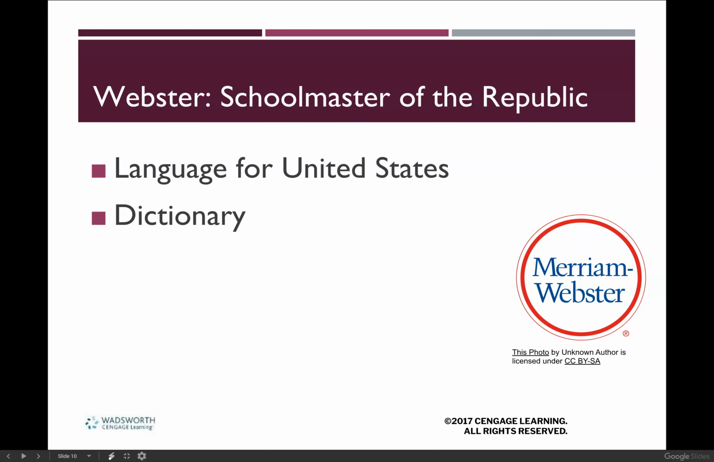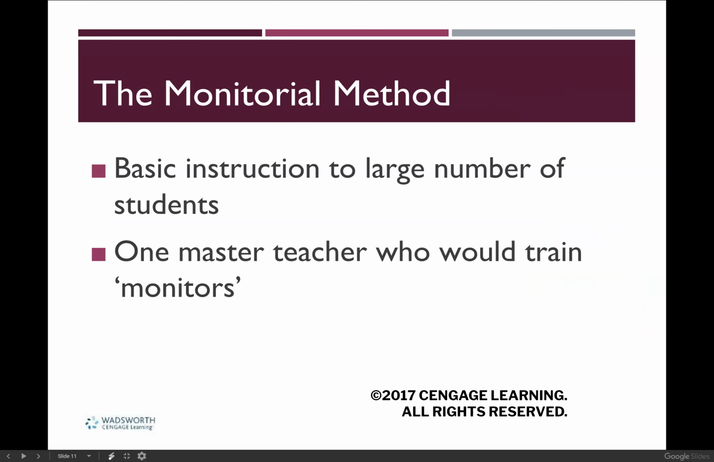Then we have Webster. So he thought there should be a language for the United States separate from what the European English was. So there was American English. He developed the dictionary. You probably know him from the Merriam-Webster, right? The dictionary. He thought the English language for America should be separate from the English language that was used in Europe.